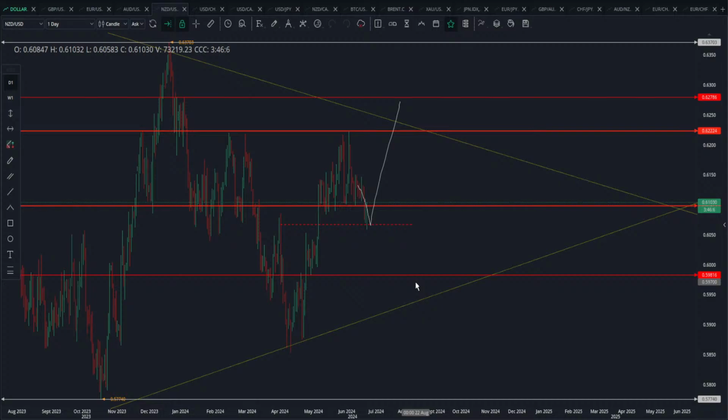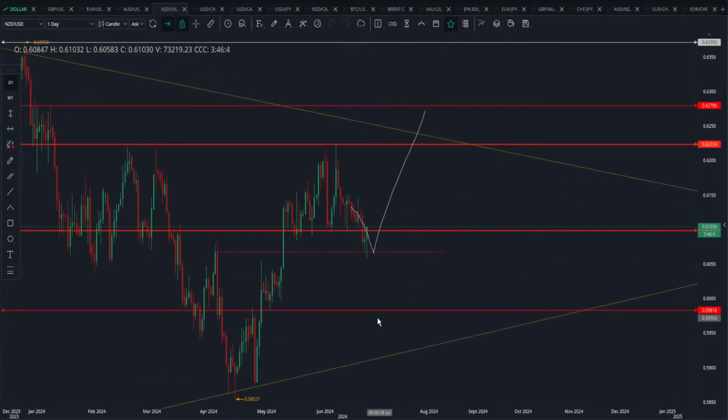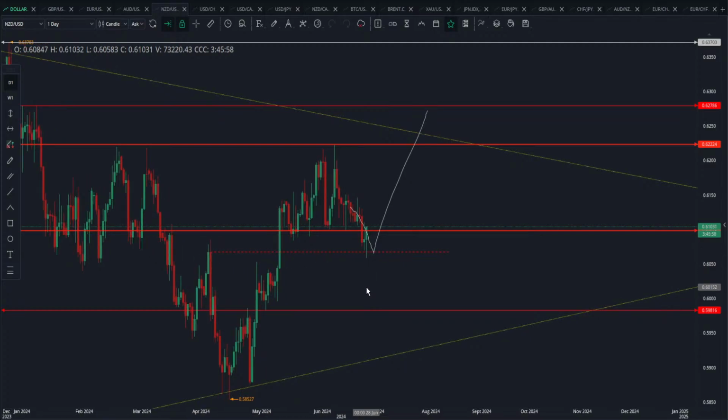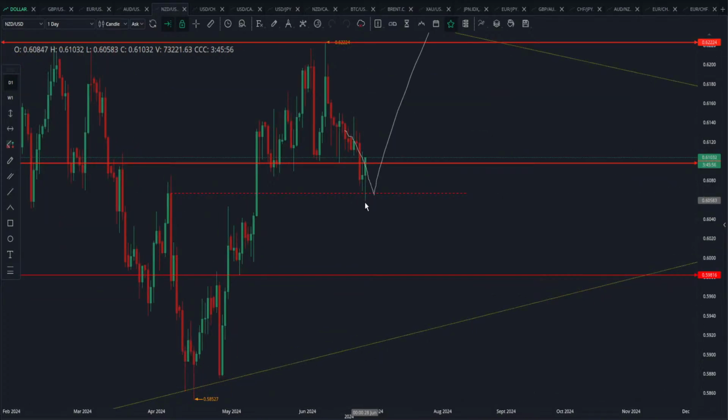Talking about the New Zealand dollar. Did I say that there's a possibility that there will be a huge buying at this level? Boom, boom. Can you see that? The price made an intraday low around 0.6058 and now the price is trading at 0.6103. You can see that, right? So this is what I was talking about. So now I am expecting the price to reach for 0.6222.